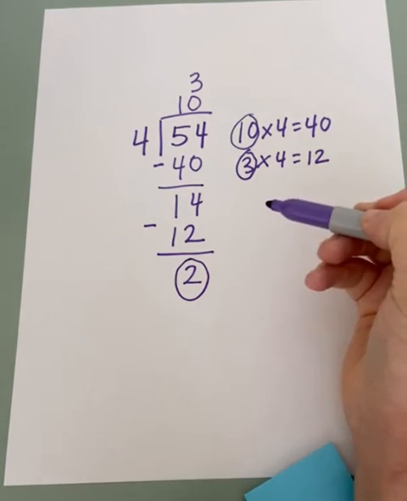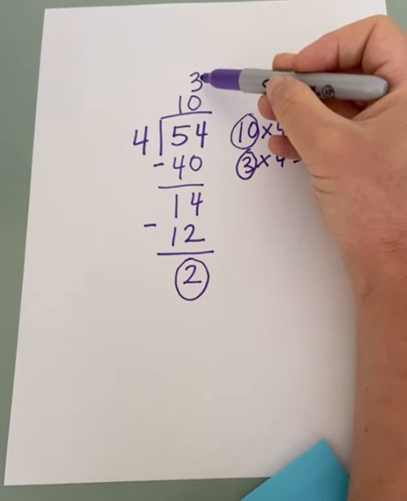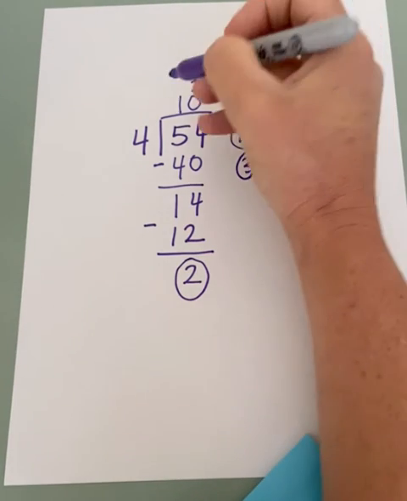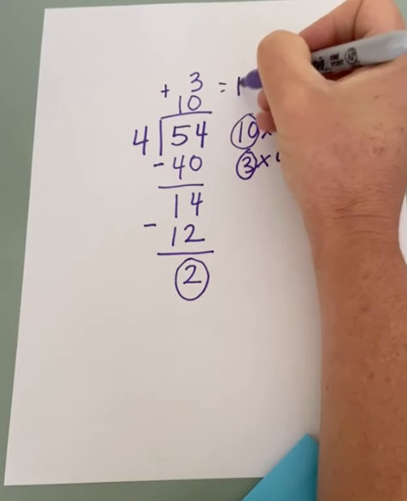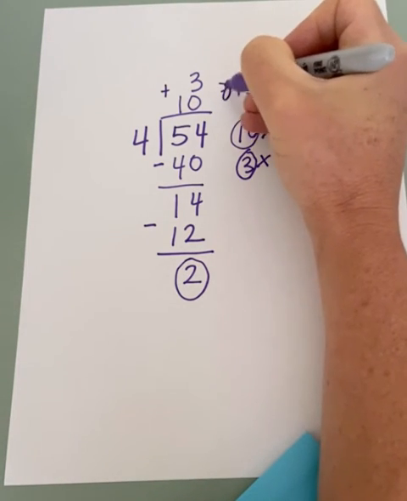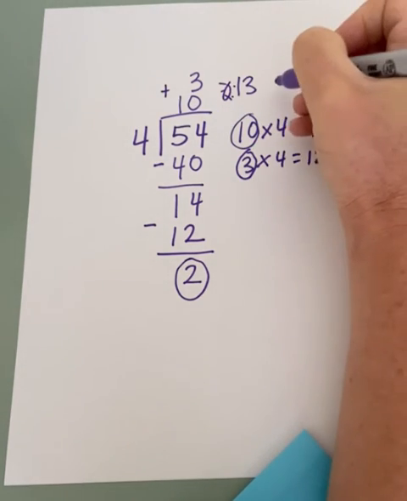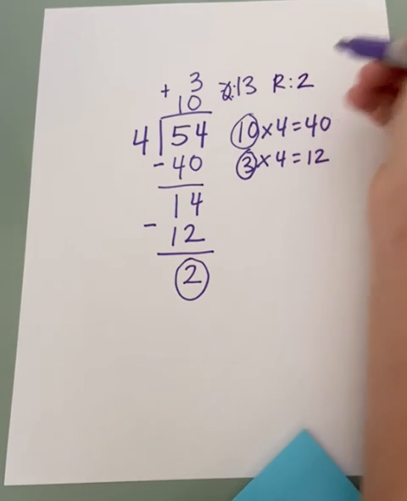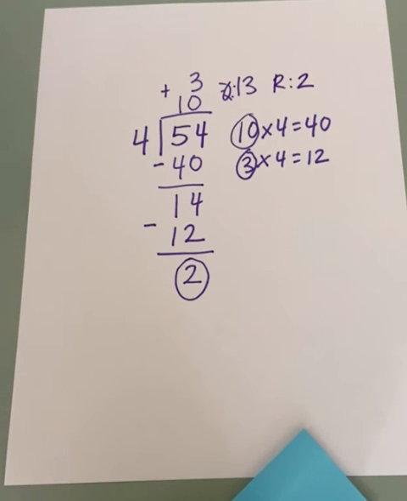So now my final step, I need to add my 3 groups of 4 and my 10 groups of 4, which leaves me with 13 groups of 4. Oops, I'm going to put my Q there. Quotient is 13 groups of 4, and my remainder is 2. And that's how you solve using the multiples of 10 strategy.